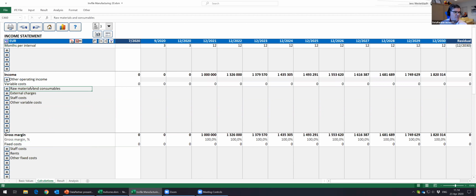So we have raw materials and consumables. We have energy costs. In this case we put stuff as fixed, so we have the same amount of stuff, although if we have a lower production amount. So we don't need it even, but we have freight costs, which are variable.